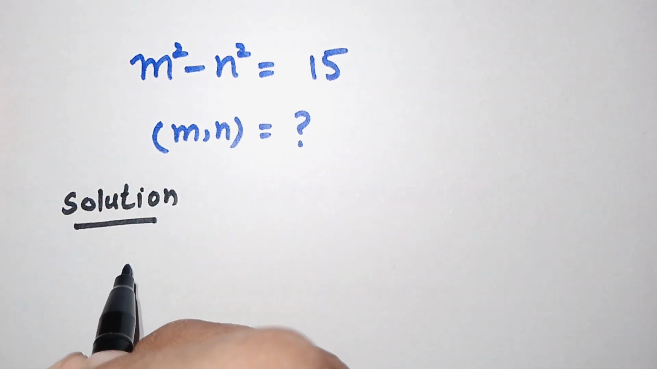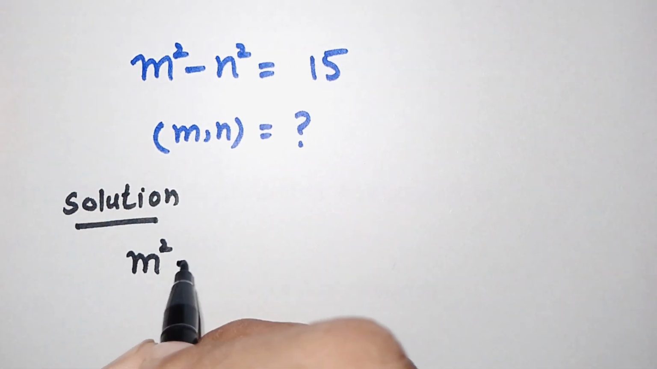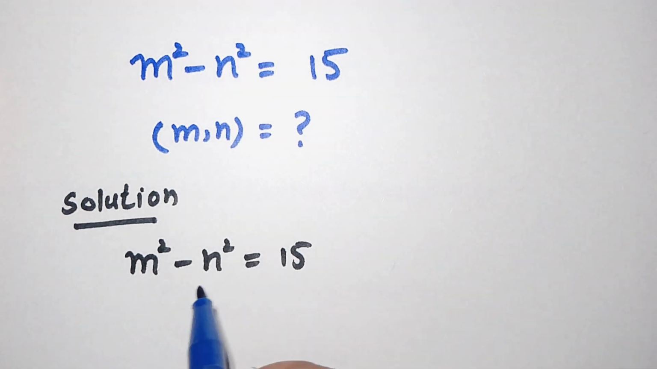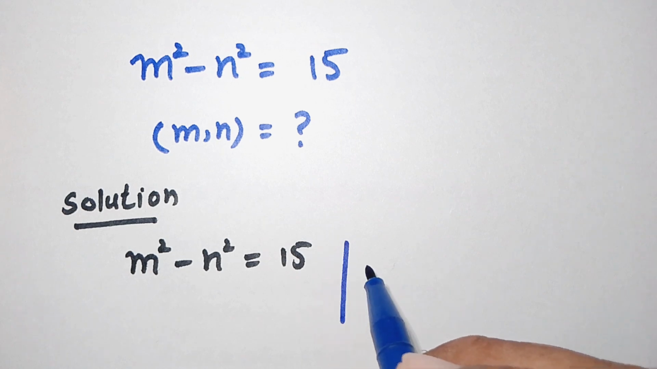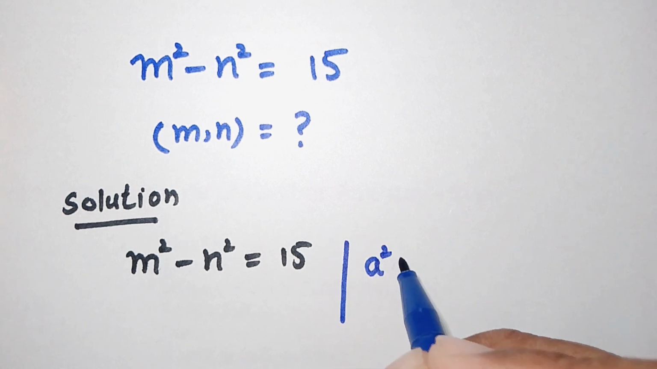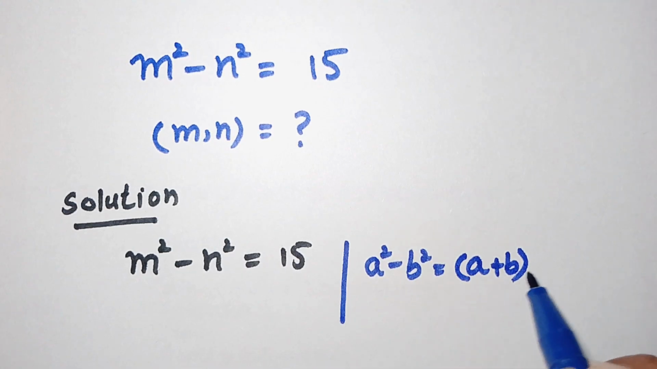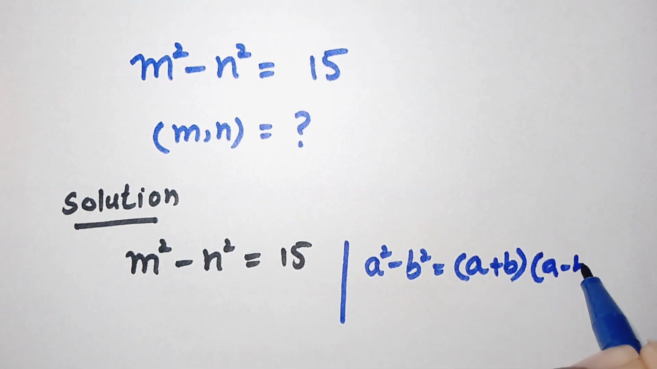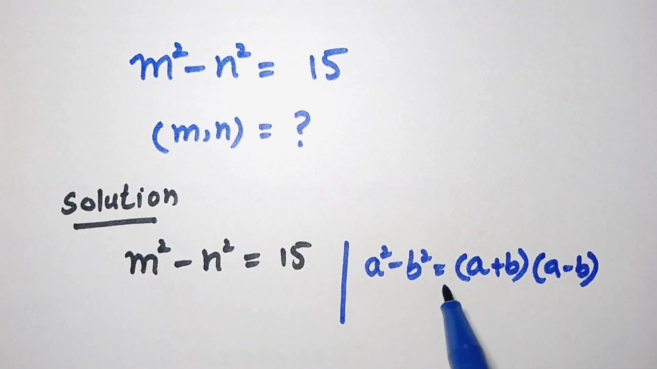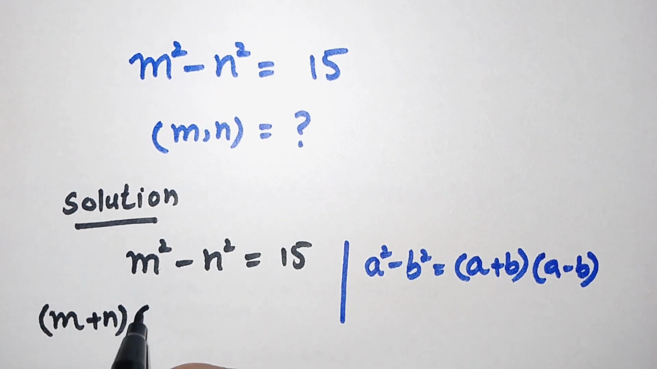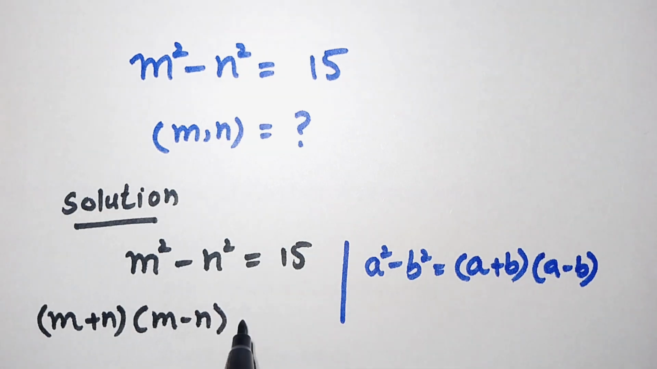The question is m square minus n square is equal to 15. To solve this, we have to use this identity, that is a square minus b square is equal to a plus b times a minus b. So here we use this identity, and this will become m plus n times m minus n, which is equal to 15 at this side.